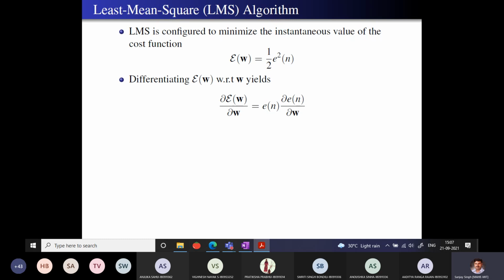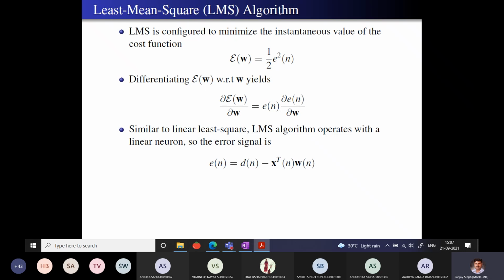Now we are differentiating with respect to W. If I go for differentiating, simple thing, the partial derivative when we take it, the 2 cancels, so you will get something like this. This is straightforward. And similar to linear least square, the LMS algorithm operates with a linear neuron. If a linear neuron is there, the output is this one. This is the desired output, and this is the actual output. So x transpose w(n), not necessarily this one. I could have written this as w transpose x also because of the inner product. So either way can be written.